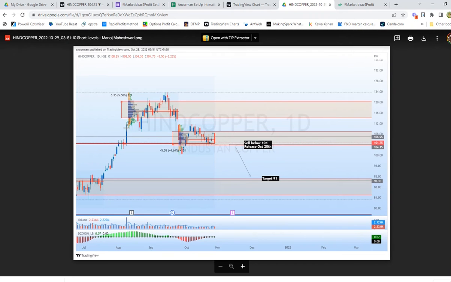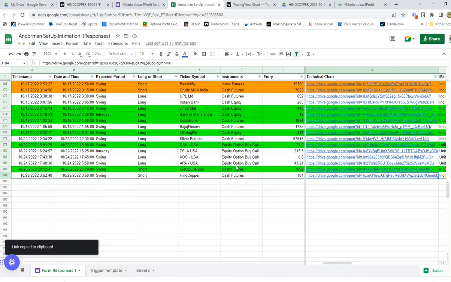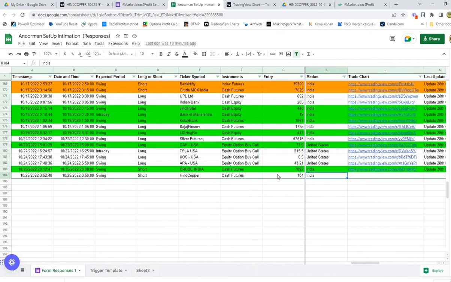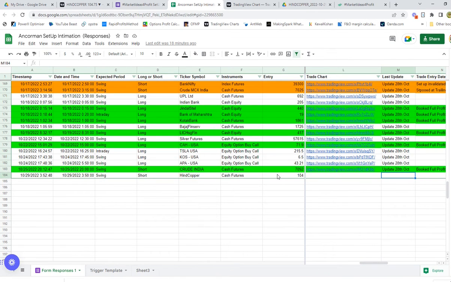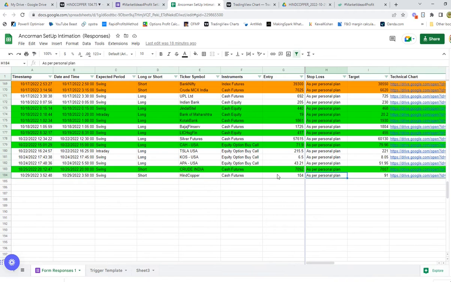Even if you're not proficient with candlestick charts, the Google sheet tells you the data as to where you need to enter, what is the short, where you need to enter. So the entry is at 104, if you see here, and I will just show it to you here. So this is the script. It's a short. A short is the signal.